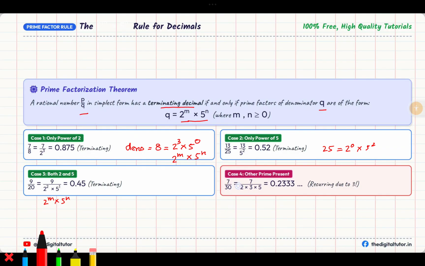But let's look at the next problem, which is 7 by 30. If you prime factorize 30, you will get 2 into 3 into 5. Now because there is another prime number 3 apart from 2 and 5, this will not be a terminating decimal representation, but rather a recurring decimal representation. So the value of 7 by 30 is 0.2333, where the 3 is recurring.